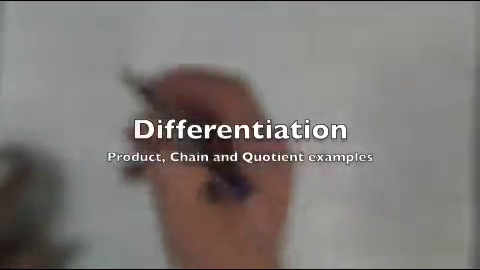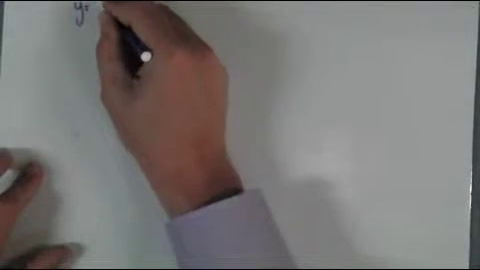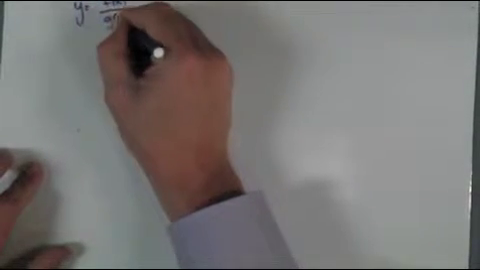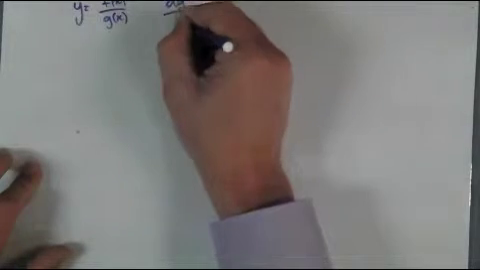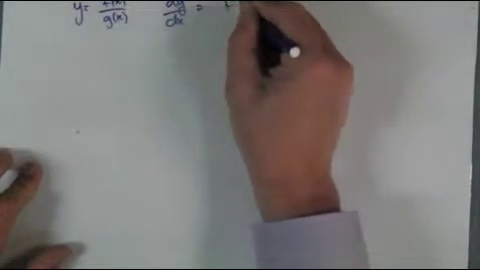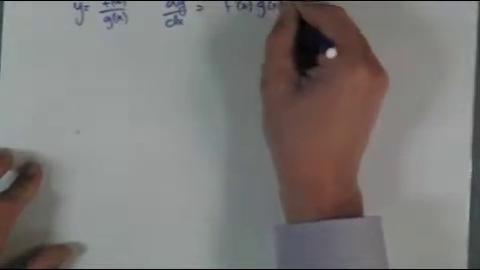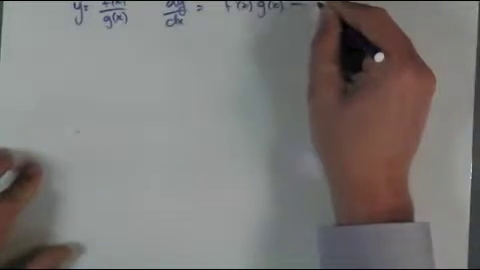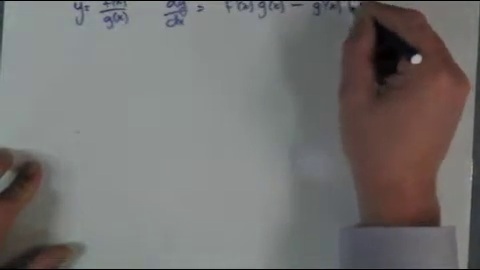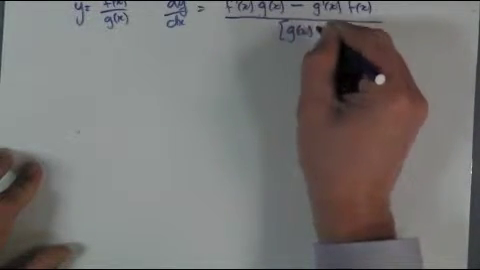Let's look at some examples using the quotient rule. So the quotient rule was that if y was equal to f of x on g of x, then the derivative dy dx is the derivative of f of x times g of x, subtract the derivative of g of x times f of x, all over g of x squared.